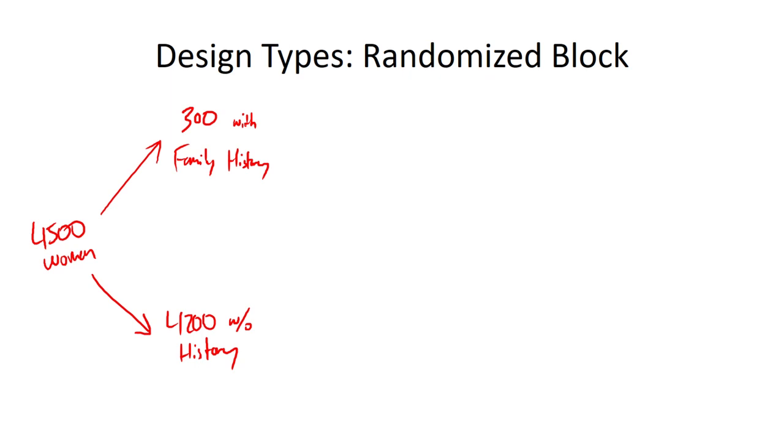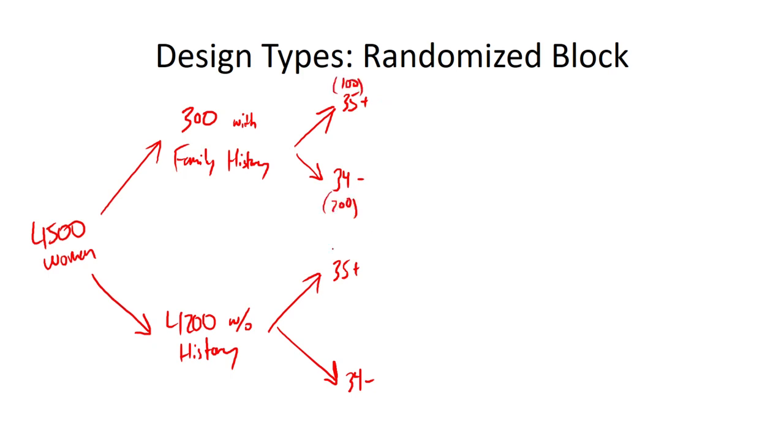Maybe you also think that age is a factor, so you might split it into 35 plus or 34 and younger, and you could do that here too. Let's just say there was maybe 100 of these and 200 of these, and then maybe 1,000 of these and 3,200. The numbers aren't that important, but you get the idea. So then what you've done is created 4 blocks now. What we're trying to do is get more specific information from those subgroups.